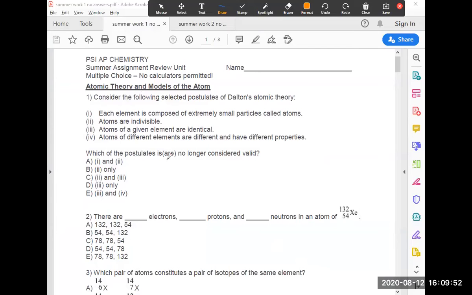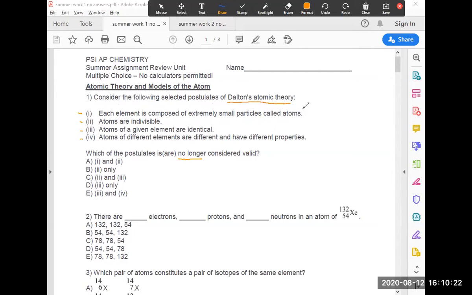Let us solve the first packet of the summer assignment. Question number 1 talks about Dalton's theory. Now, Dalton has in place 4 postulates. In this case, they are expressed right here. Out of those 4 postulates, the question asks which ones we no longer consider valid. So let's analyze every single one of those.